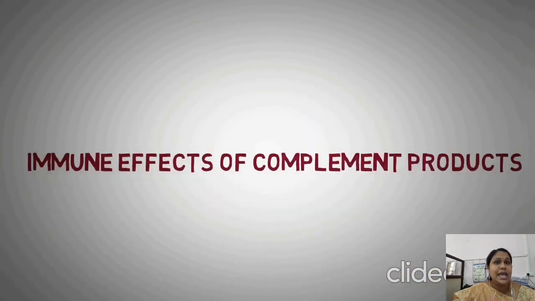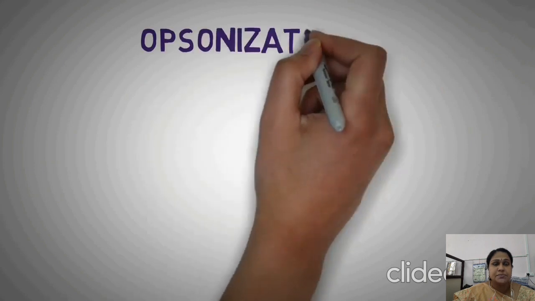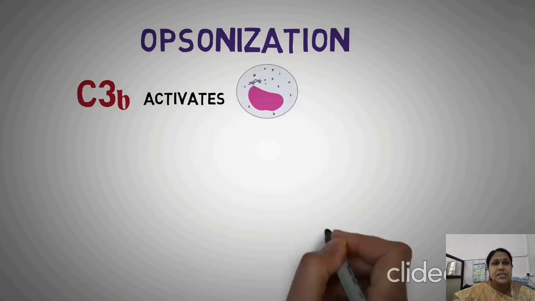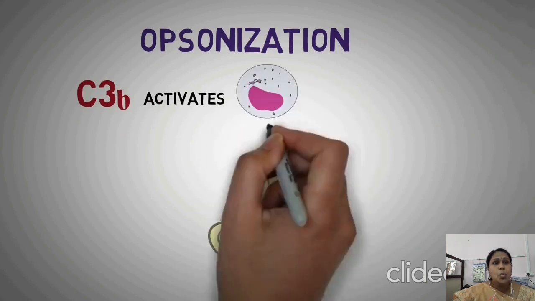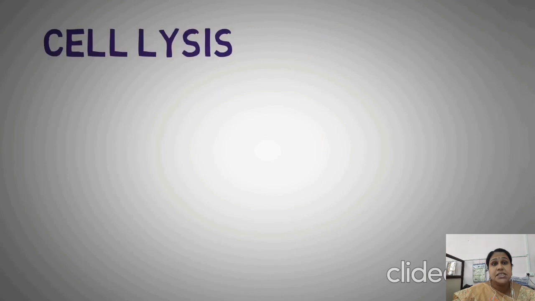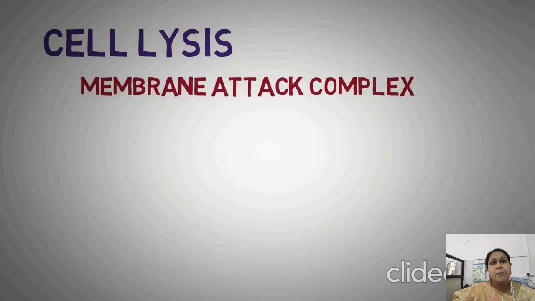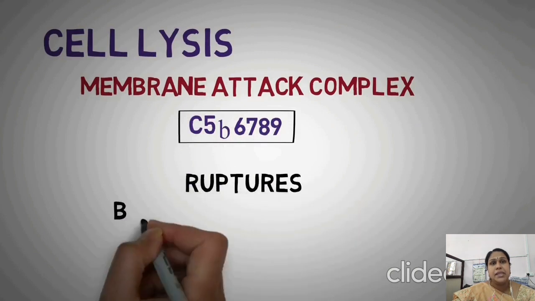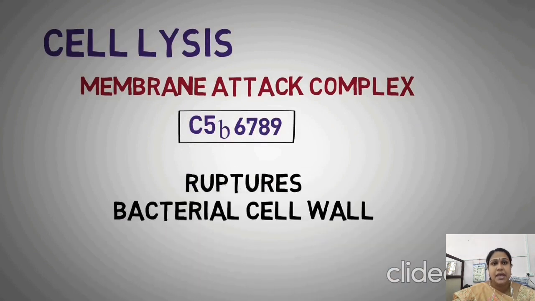Now we are going to see the immune effects of complement products. The first is opsonization. C3b will activate the neutrophils, and the neutrophils will enhance the phagocytosis process. The next effect is cell lysis. The membrane attack complex, with the help of C5b6789, does the cell lysis, which will rupture the bacterial cell wall.